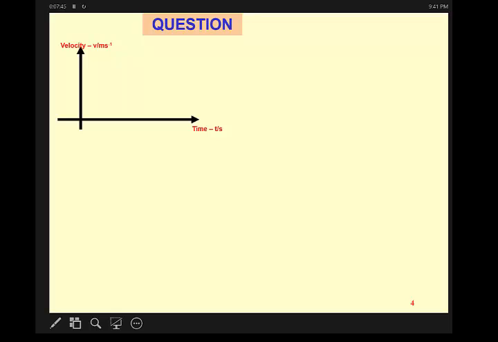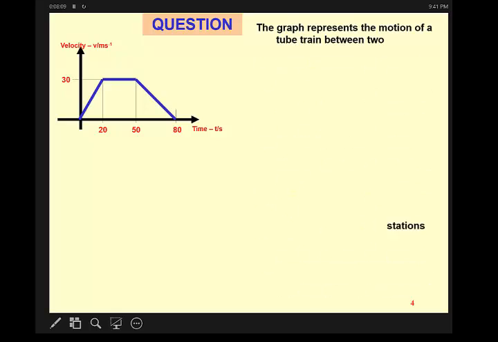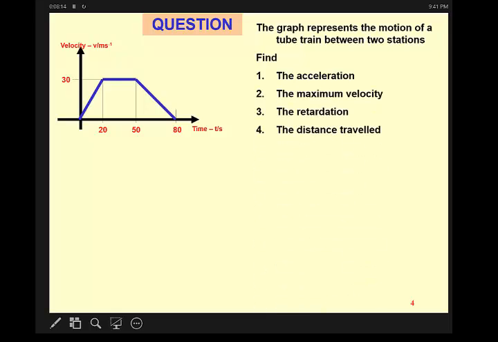So here's a question for you. Here we have a velocity over time graph, and we've got 3 positions, 3 lines on the graph. Can you use this graph to find the acceleration, the maximum velocity, the retardation, which simply means the deceleration rate, and the distance travelled?